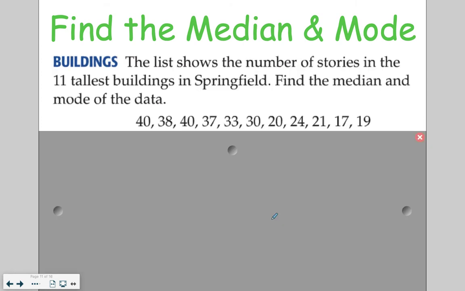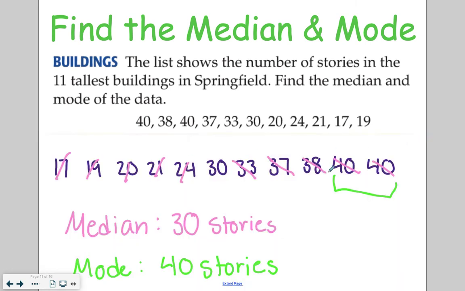Go ahead and try this one on your own, finding the median and the mode. So putting your numbers in order, finding the median, it's going to be 30 stories, and then the mode, the number that repeats the most, is 40 stories.